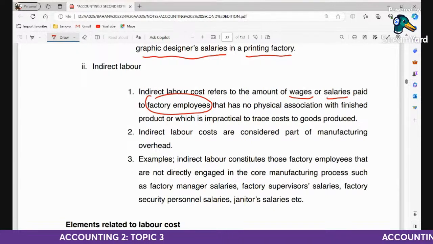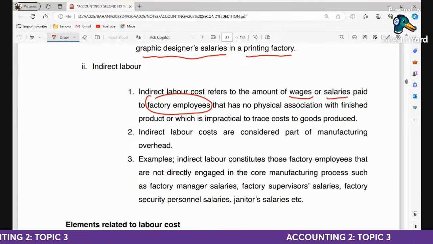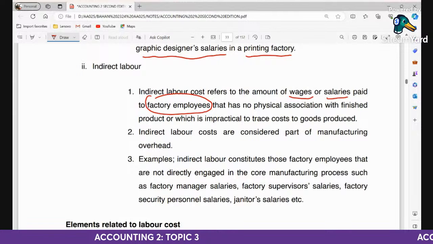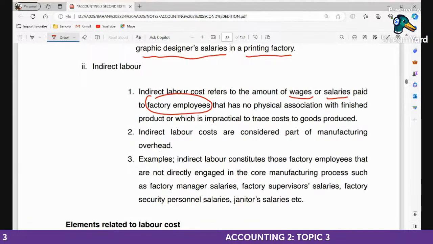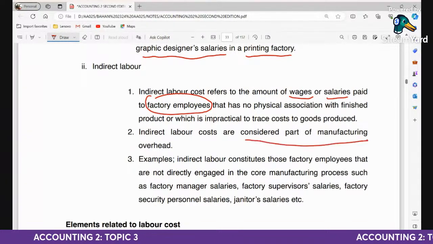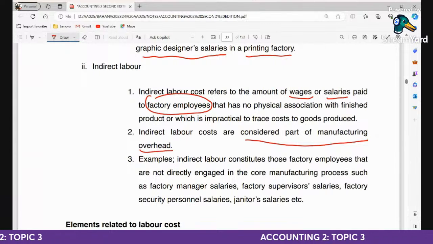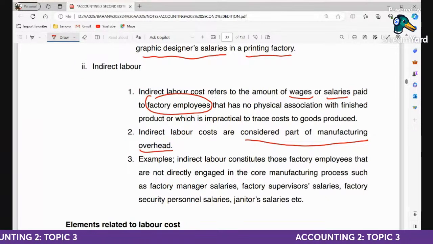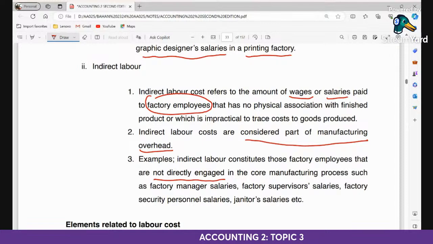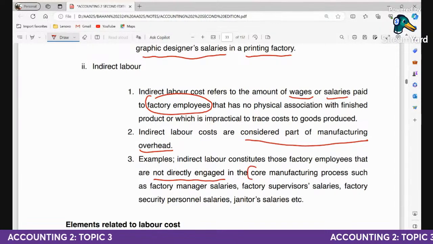So in this case, kita tahu indirect labor tu tidak boleh dimasukkan dalam direct material, right? And you cannot put them in direct labor as well. So bila dua tempat tu dah tak boleh masuk, that means how do I categorize indirect labor? So indirect labor is considered part of manufacturing overhead. Example nota bagi ialah indirect labor constitutes those factory employees that are not directly engaged. Maksudnya dia bekerja dalam kilang tapi dia tidak terlibat secara langsung dalam core manufacturing process.